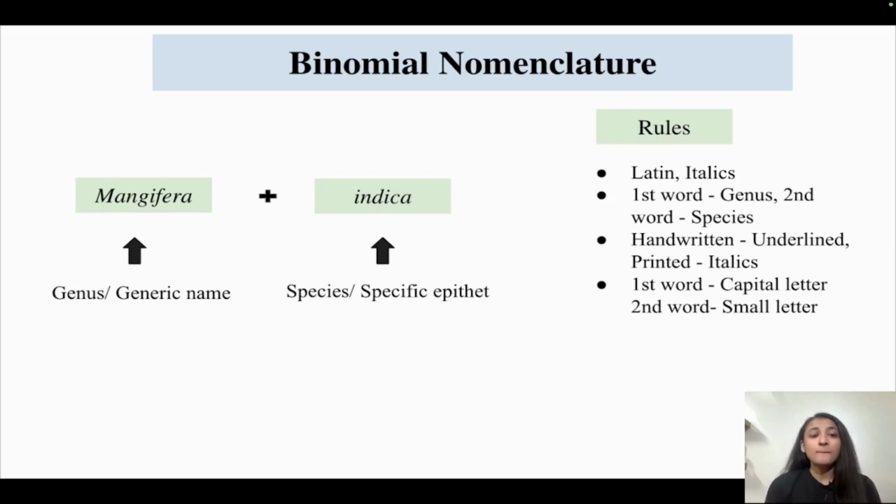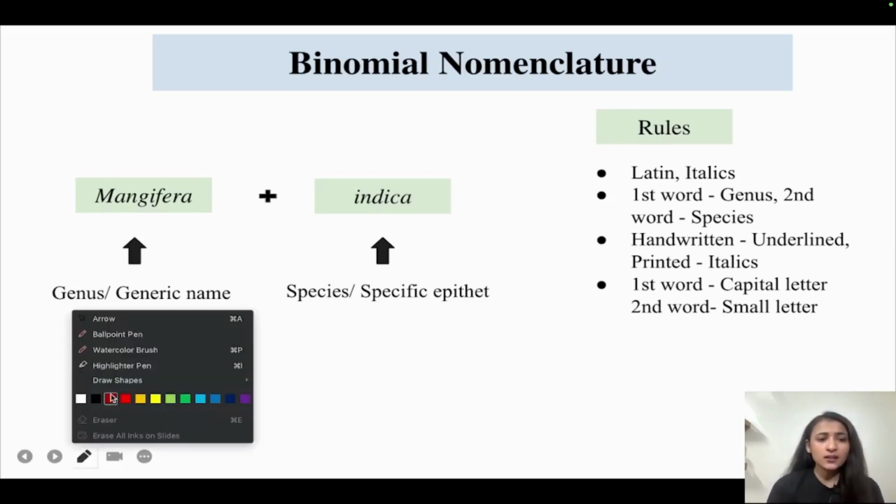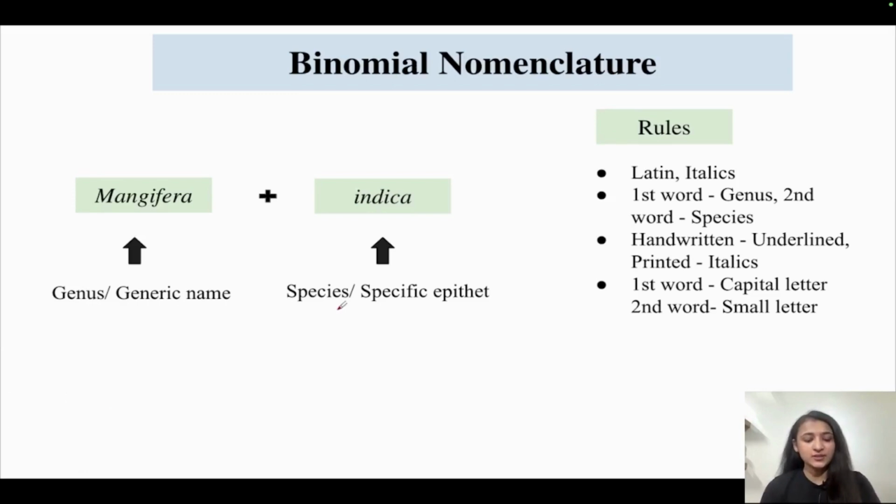So binomial nomenclature. What are the rules of binomial nomenclature? Let us look at the rules. The binomial scientific names are Latinized. They are derived from Latin irrespective of their origin, and they are written in italics. As you can see, both of these names have been written in italics, and they are in the Latin language. These are the Latin names, and both of these names have been italicized.